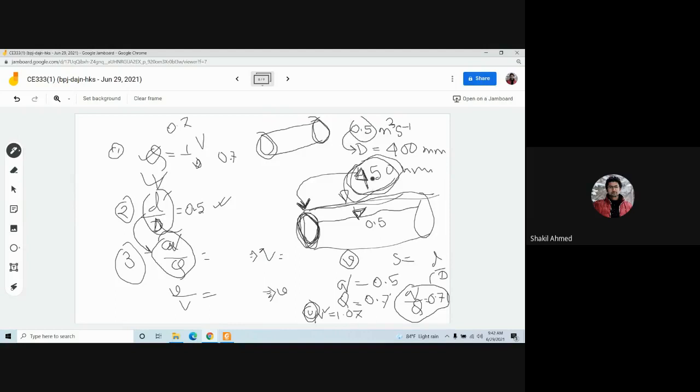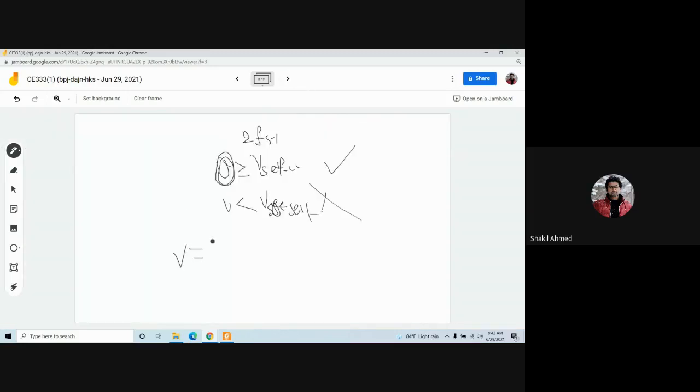You have to change the pipe, or this is the equation: v equals 1 by n, r to the power 2 by 3, s to the power half. To increase the velocity, you have to increase the slope. You can give a steeper slope to increase the velocity, maybe, or you have to reduce n to increase the velocity, right? Yes, sir.